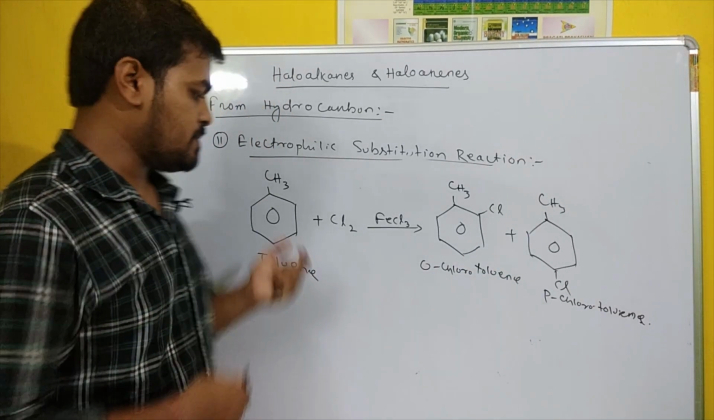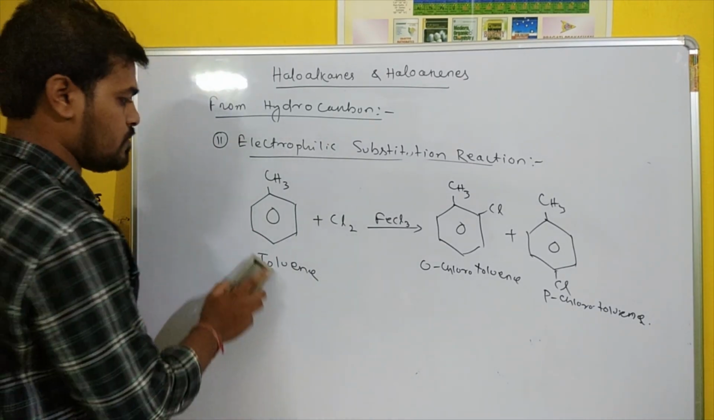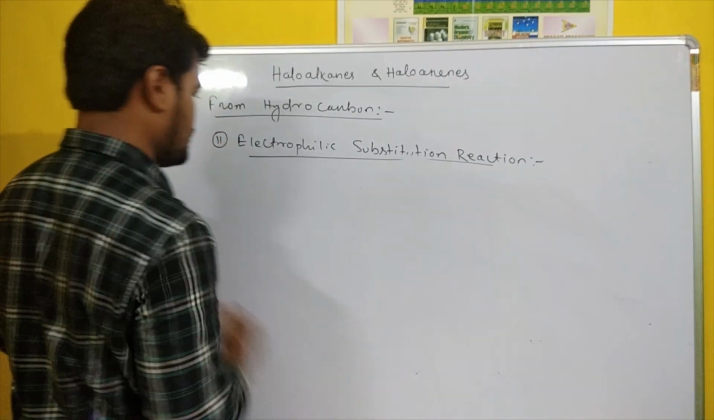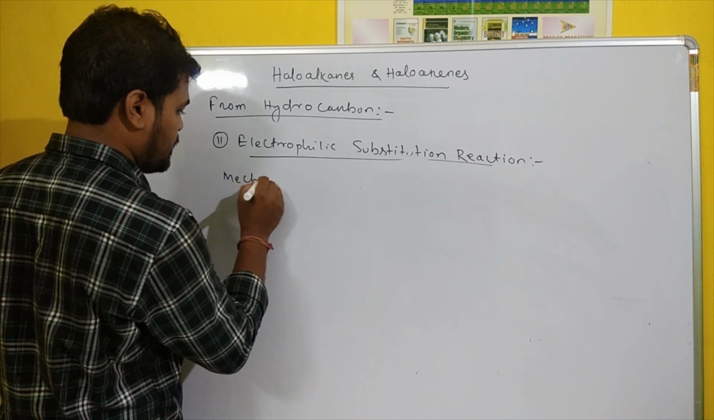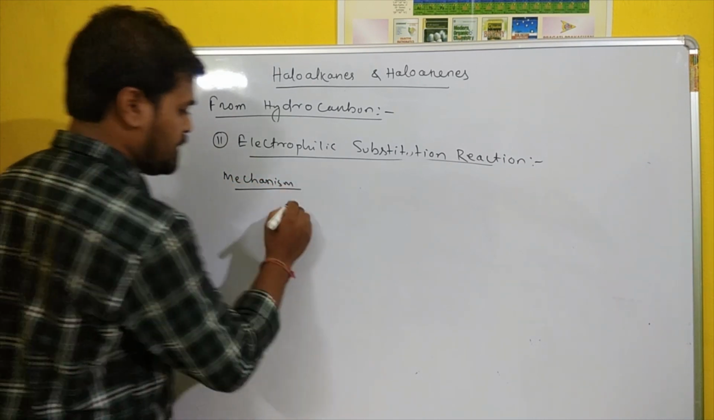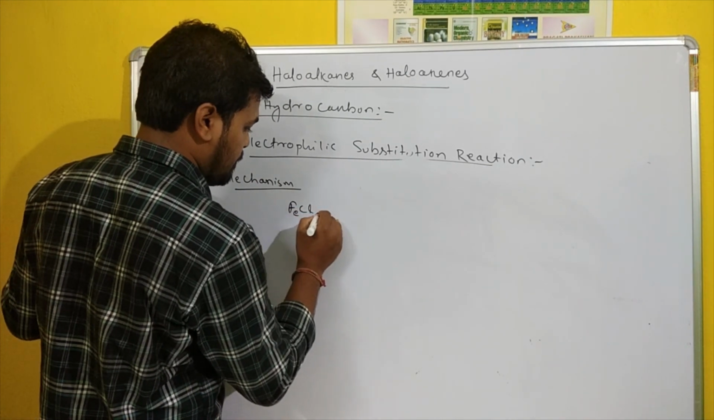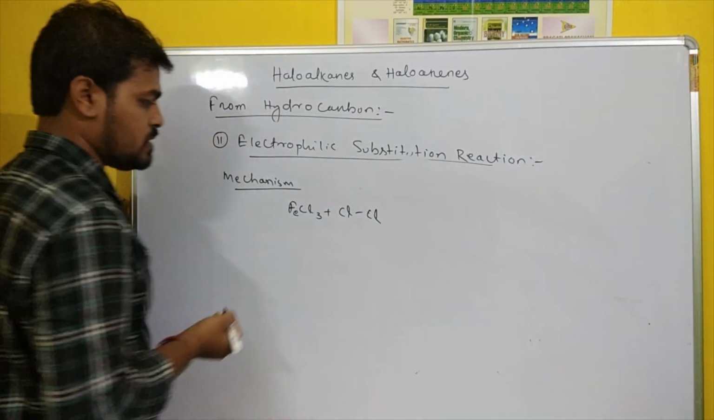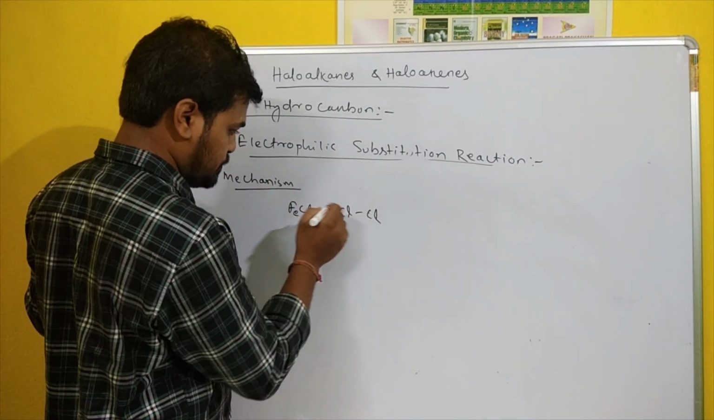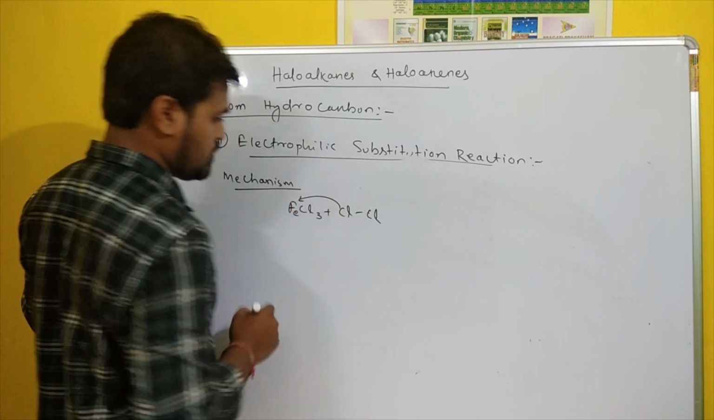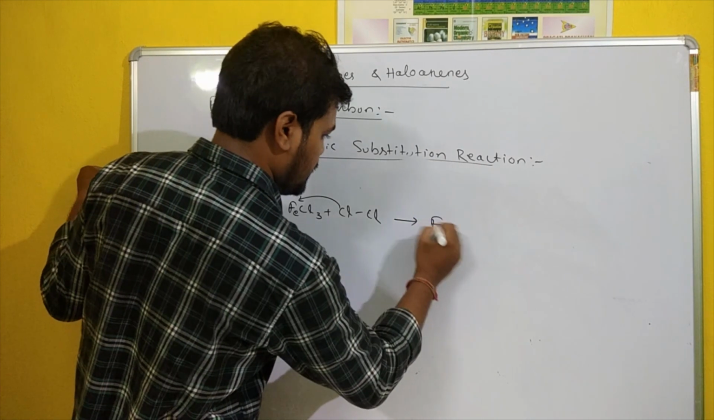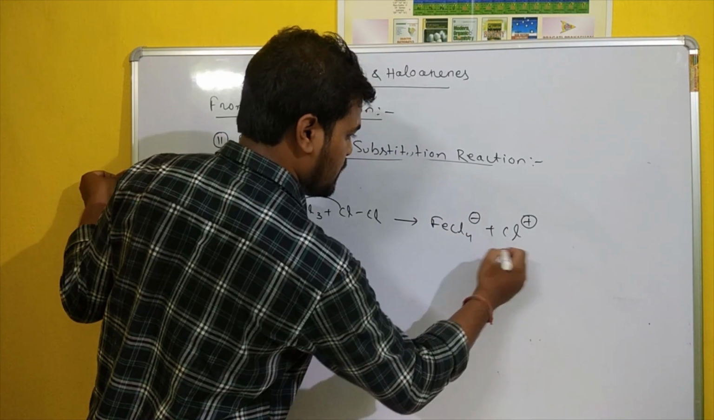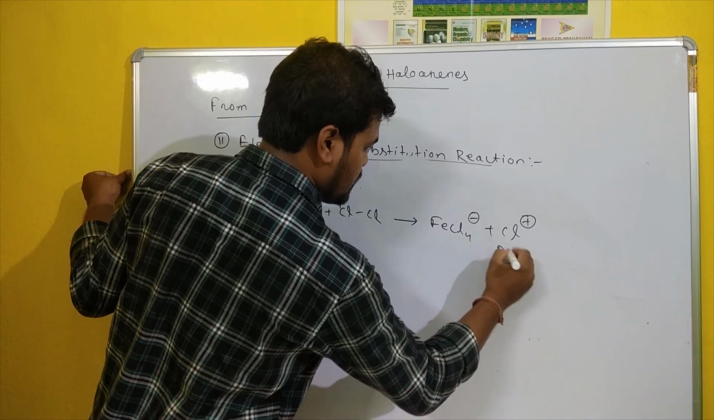Let's check the mechanism. When FeCl3 reacts with Cl2, that is Cl-Cl, one of the Cl is converted to FeCl4 minus and Cl plus. So here Cl plus is the electrophile.